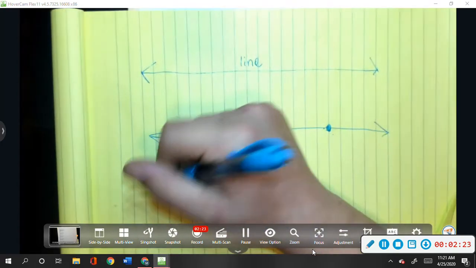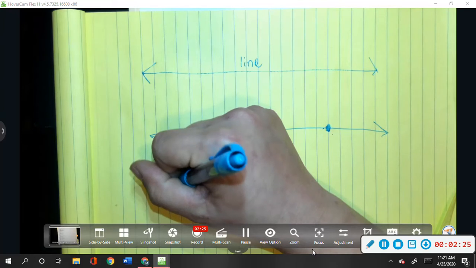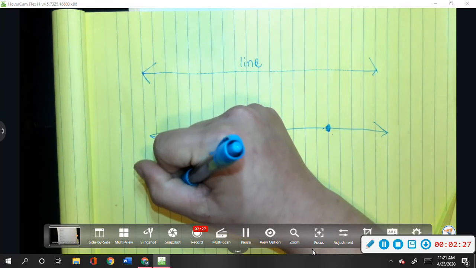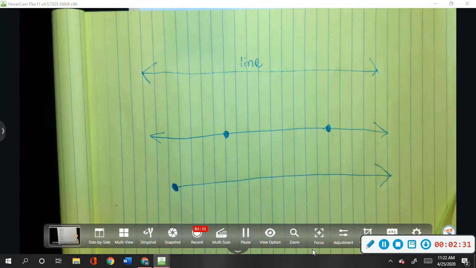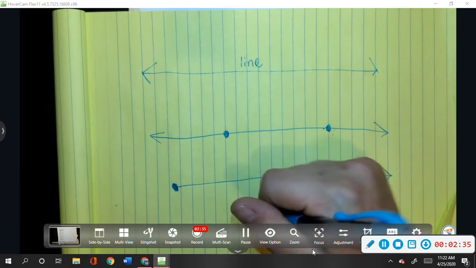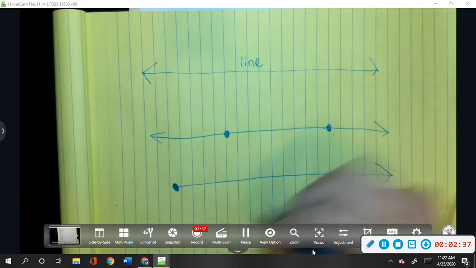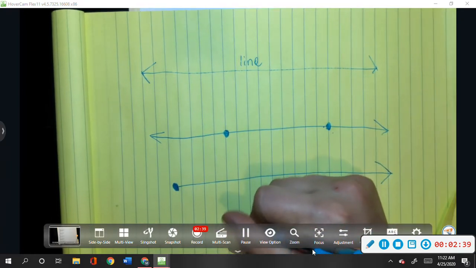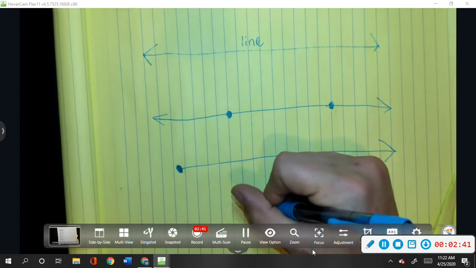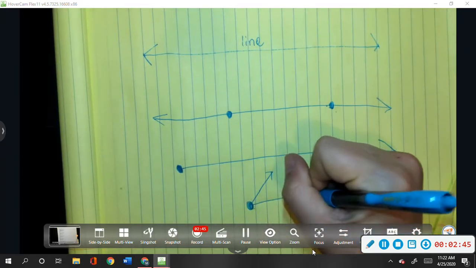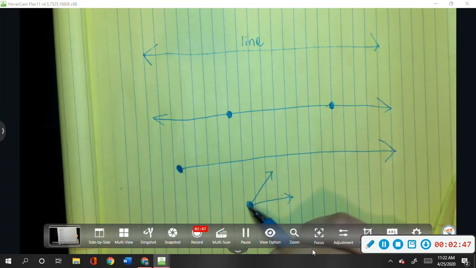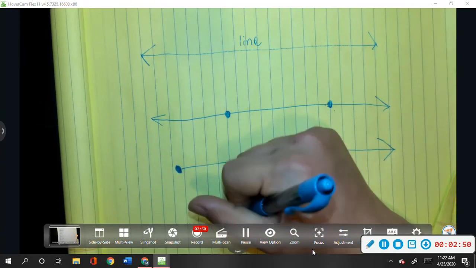And then we have a ray that starts at an endpoint and goes on for infinity, or forever, in one direction. And then, of course, the other vocabulary word we learned was the vertex, which is the spot where 2 rays meet at an angle. This is the vertex.